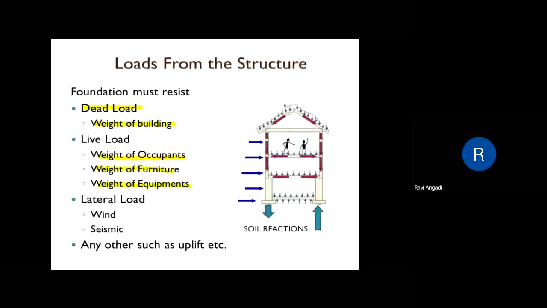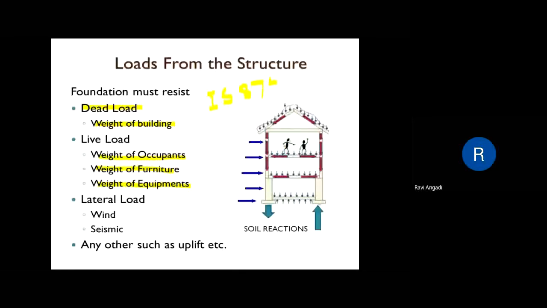You know that only one code, that is IS 456. No other codes. You have not used IS 875? IS 875 part 1, part 2, part 3. Part 1 is for dead load, part 2 is live load, part 3 is wind load. So you should know the codes.